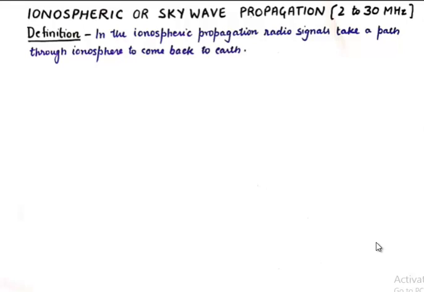So I highly suggest that you watch my previous video where I talk about the layers of the ionosphere, how different layers are formed, and what are the various ionization densities of different layers, because that is going to play a very important part in this video. So in order to understand how a radio signal takes a path through the ionosphere, we need to know a few key points.